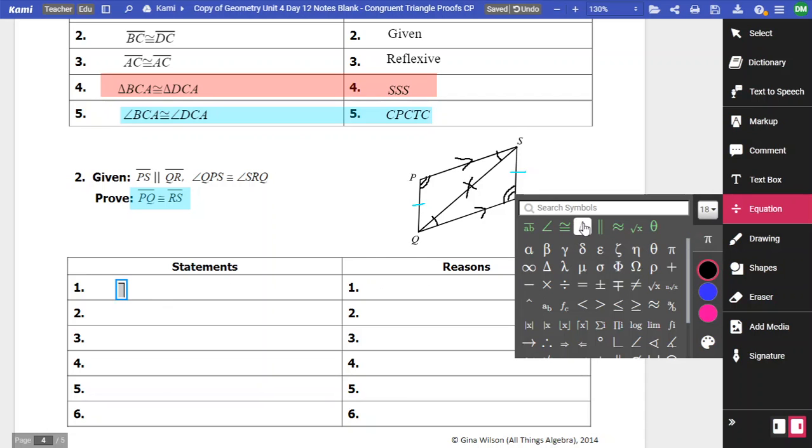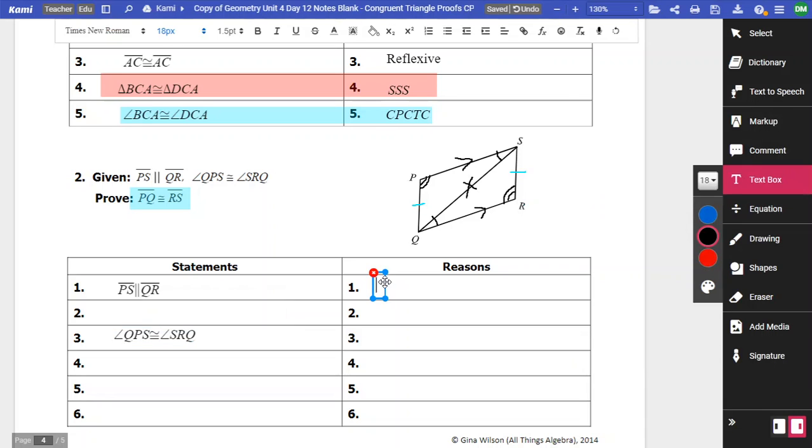So we can say that PS is parallel to QR, because that was given to us. And we can also say that angle QPS is congruent to angle SRQ. And that was also given to us. And I'm actually going to move this down to line 3 just to keep my proof in a slightly more logical order, because I'm going to use that first given statement to show those alternate interior angles.